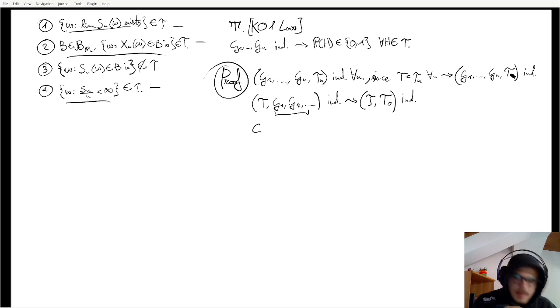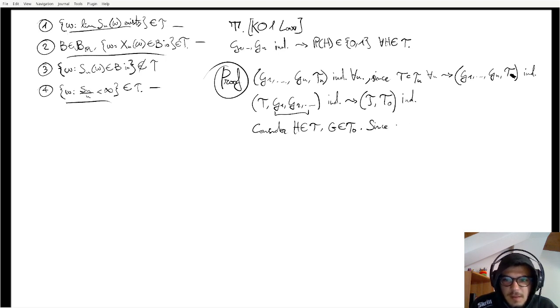And now consider H in T and G in T0. Since they belong to sigma algebras that are independent, since T is independent from T0, we have that the probability of H intersection G factorizes into the product of the probabilities of H and G.